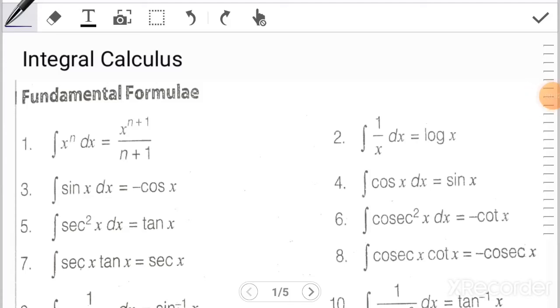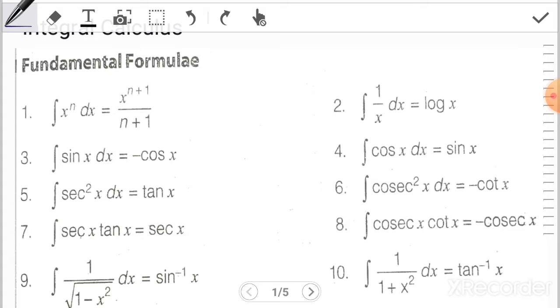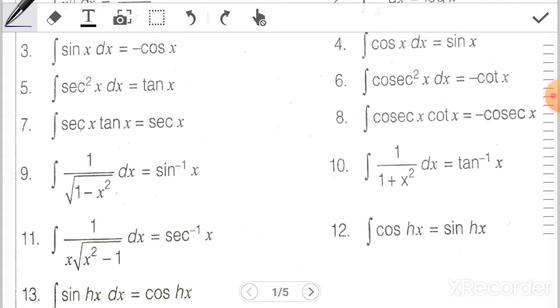Hi everyone. In today's session, we will learn integral calculus. To begin with, here are the fundamental formulae. Please refer to the notes, or you may find these formulae in any book.